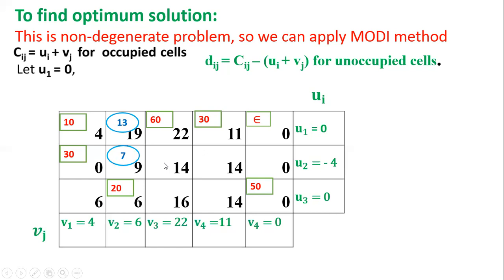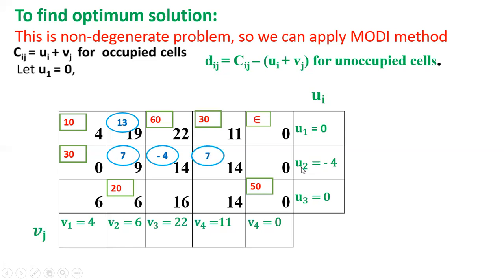And next one, same concept. First add the ui plus vj. So 22 minus 40, because here there is a minus, we do minus. 22 minus 14 minus 4 means 18. So 14 minus 18 is minus 4. Again next one, unoccupied cell: 14 minus 11 minus 4 is 7. So the answer is 14 minus 7, which is 7.